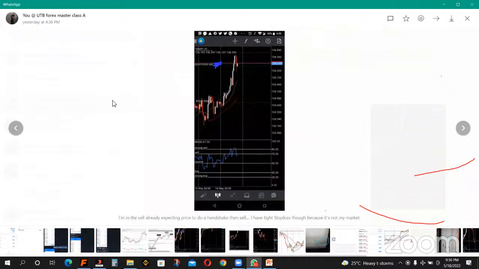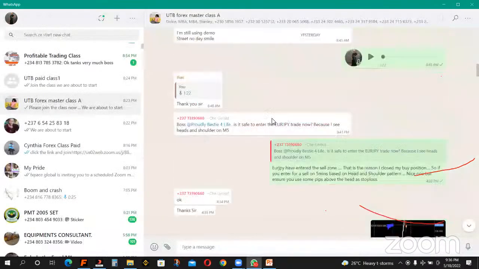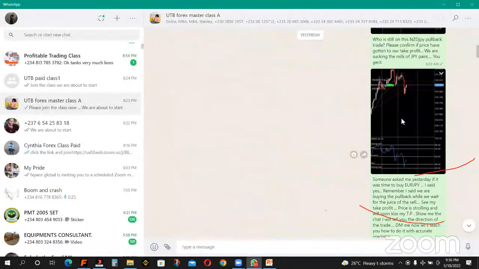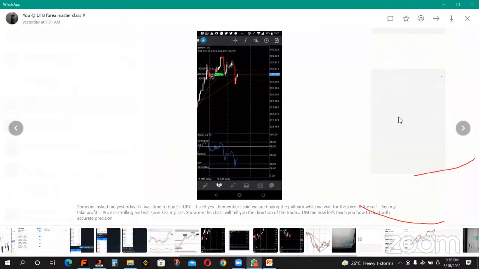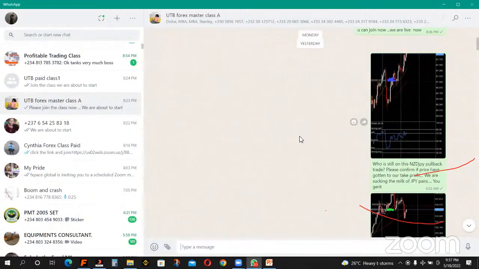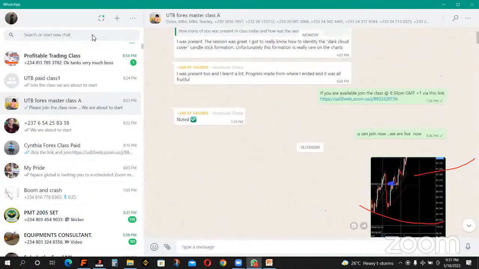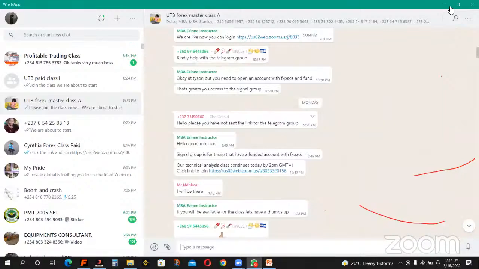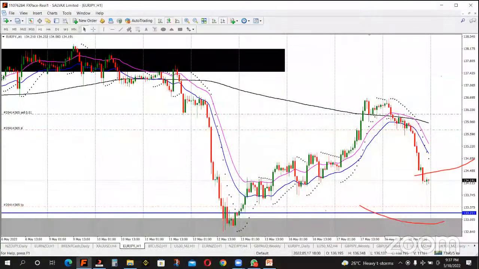This is H1. Where's the one I have for H4? Oh, this is D1. I have one for you. We'll see that the price was just on top of the 200 period moving average. I didn't find it. Possibly I didn't screenshot the H4. It was this move, this thing.